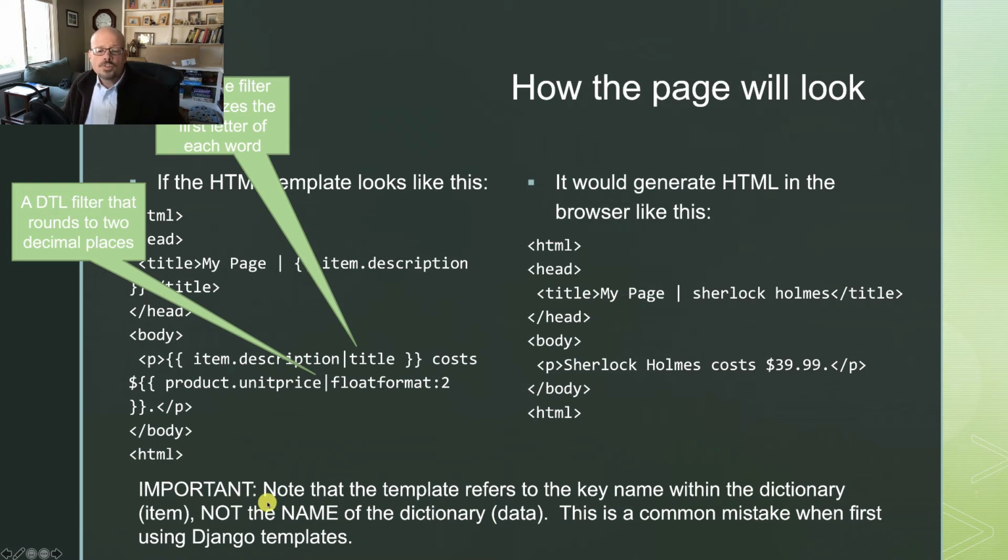Okay, very important down here at the bottom. The template refers to the key name within the dictionary. That is item, not the name of the dictionary, that is data. It's a common mistake when you're first using Django templates, so make sure you don't do that. Again, this is a mistake. This should not be product. This should be item.